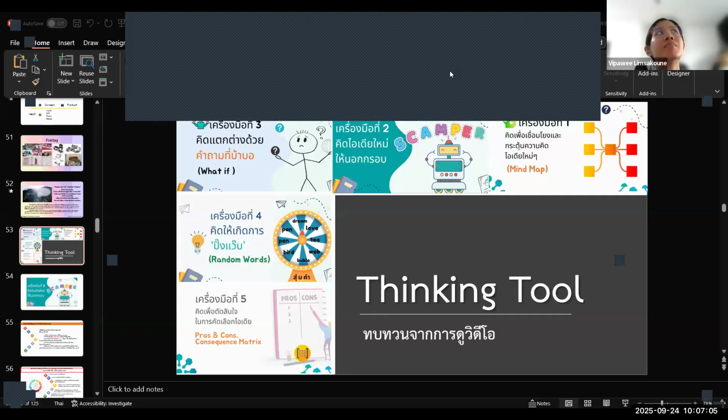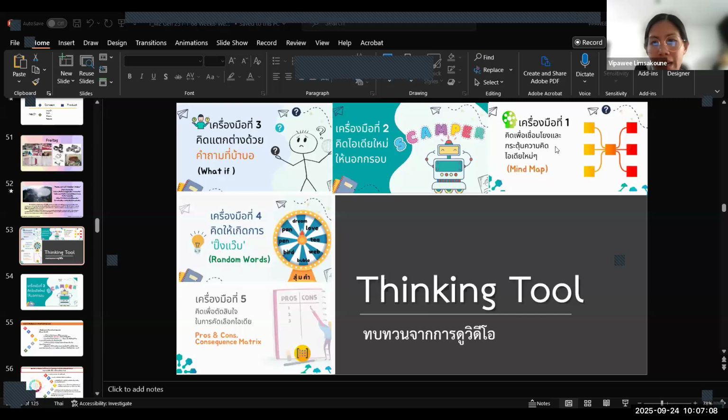Regarding cognitive tools or thinking tools, you can see the first one here is mind map. Most of you are probably familiar with it already, but SCAMPER could be new to some of you. If you watched the video, you learned about it already. Very good. Okay. What if?